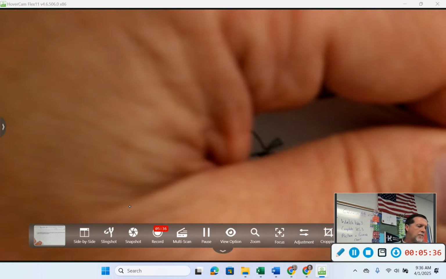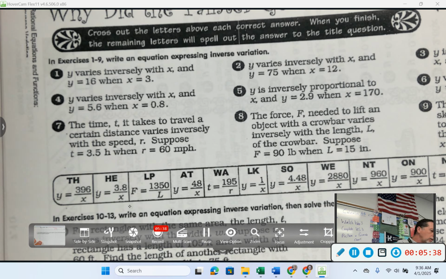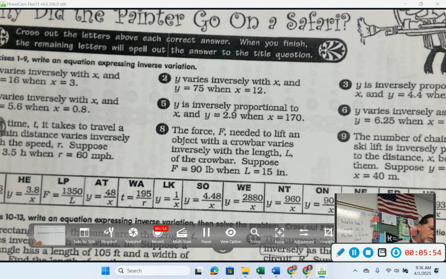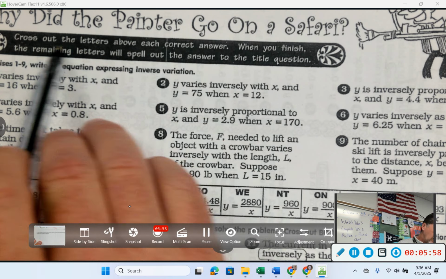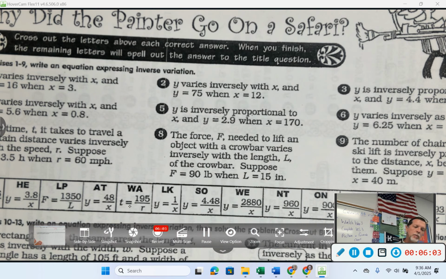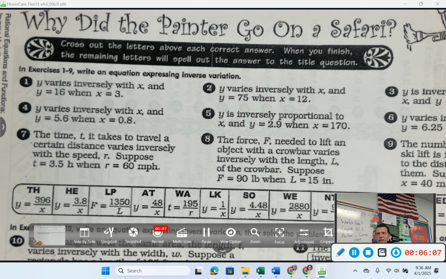All right, the assignment is these silly math worksheets, usually given to middle schoolers and elementary schoolers. Have y'all seen these before? You work some problems and the answer is a terrible pun of some sort. So let's look at this first one. Why did the painter go on a safari? Cross out the letters above each correct answer. When you finish, the remaining letters will spell out the answer to the question. So be careful here. We don't want to circle the answers. We actually want to cross them out.